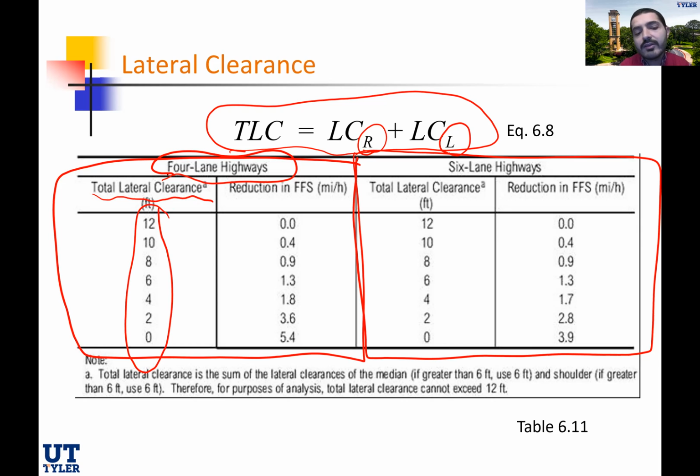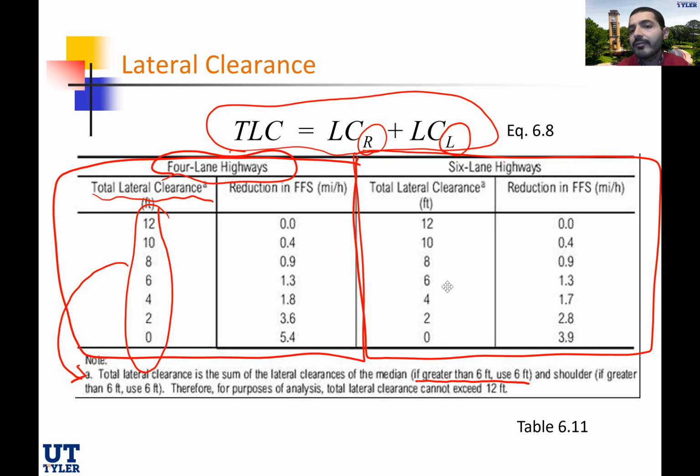Once you identify that, then you need to calculate the total lateral clearance that you have. The way you measure this is explained in this note right here. The total lateral clearance is the sum of the lateral clearances from both sides. Again, if greater than 6, use 6 feet. So let me give you an example here.